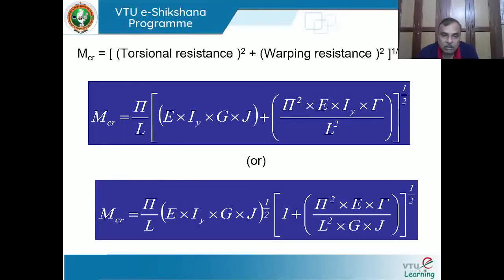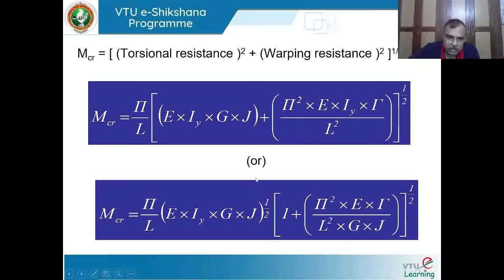But what I want to tell my students is to appreciate the different parameters. Kindly see here: the length I mentioned, the span of the beam, the effective span of the beam; Iy, the moment of inertia with respect to the y-axis; and also J, the resistance to torsion, the polar moment of inertia equal to the summation of the rectangular moments of inertia; and also you have the shear modulus. So all factors come into the picture, and also you have the constant in connection with the shape effect.